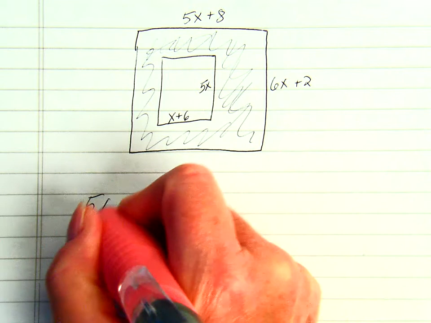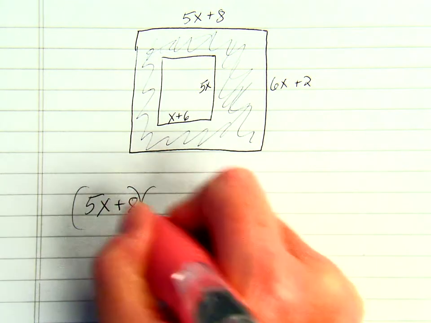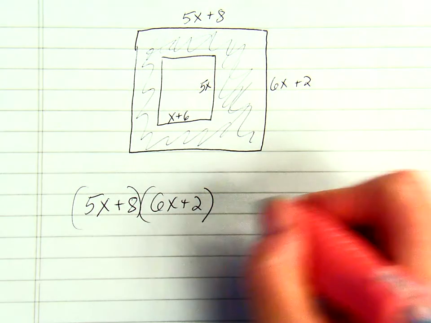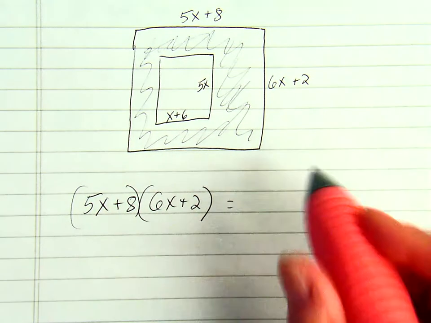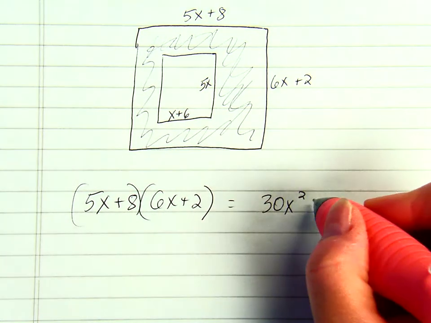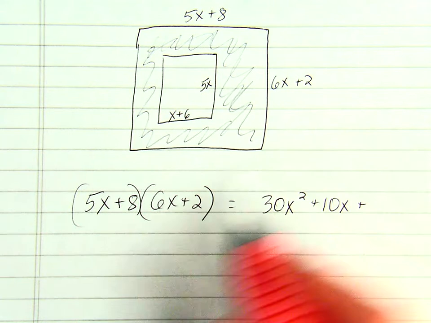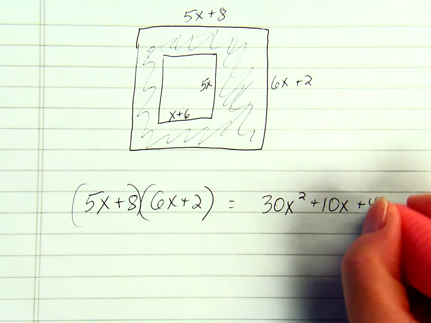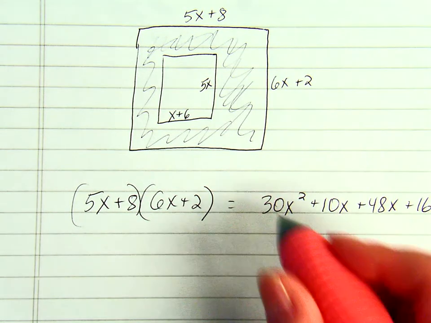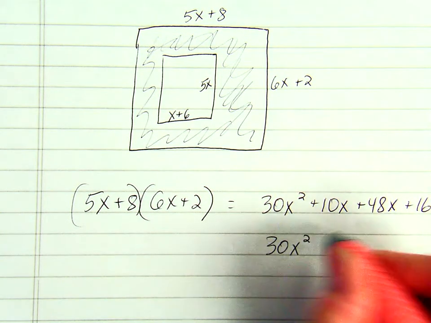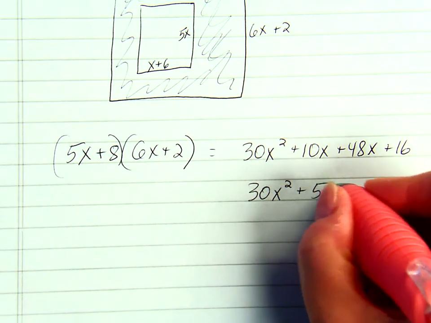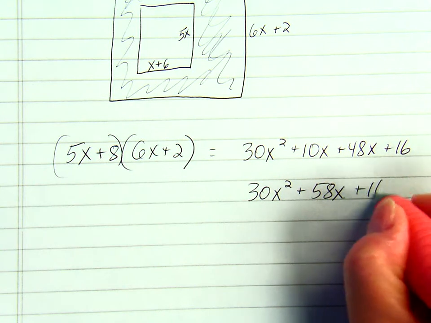So we're going to take our 5x plus 8, multiply that times 6x plus 2. Okay, however you want to do it, we're going to go ahead and FOIL this. So I've got 30x squared. My outside is going to be 10x. Inside is a 48x. And my last is going to be 16. And together that's going to be 30x squared plus 58x plus 16.